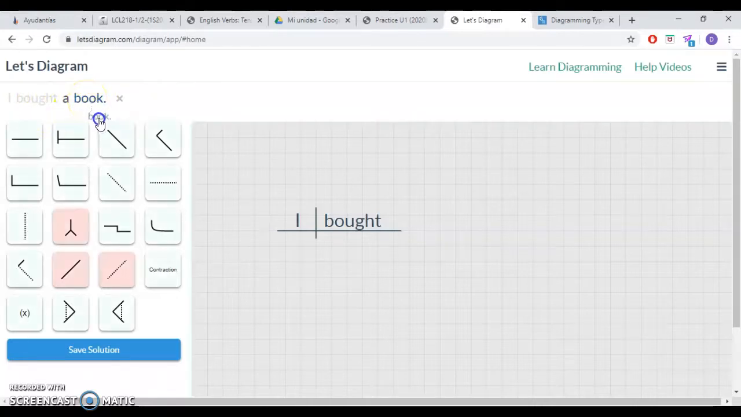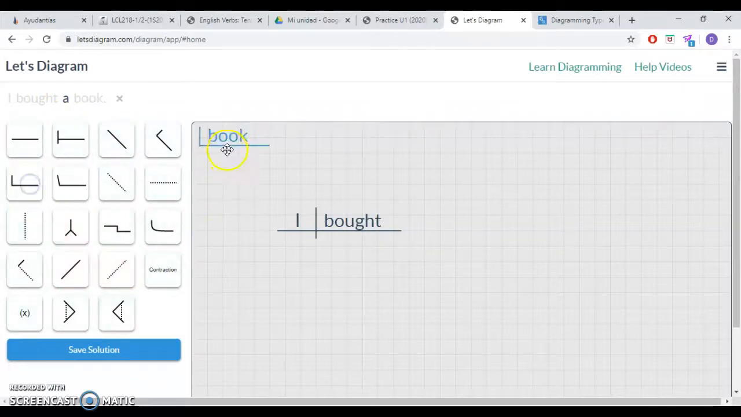Book is the object. So we place it at the end of the diagram. So it looks like this. I bought a... we're going to move a in a second. I bought a book, okay? Notice how this line goes a little bit further and this one stops at the horizontal line. That's how you differentiate the subject from the direct object, okay? It's really important that you don't forget that difference between these lines.